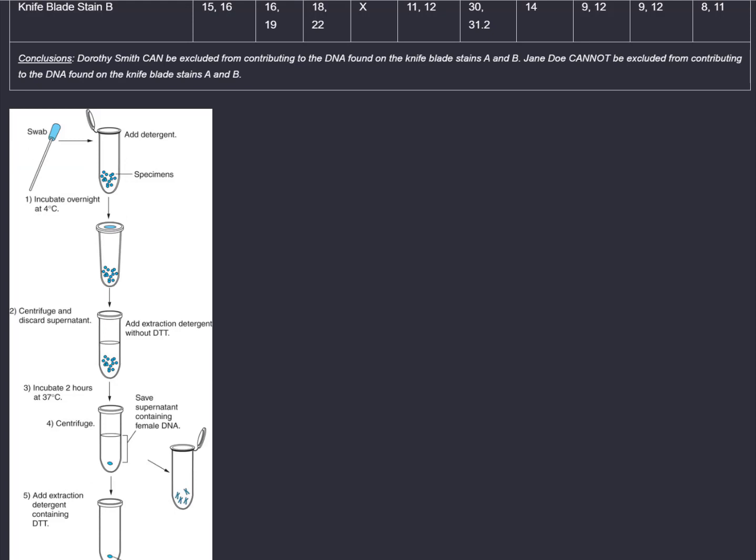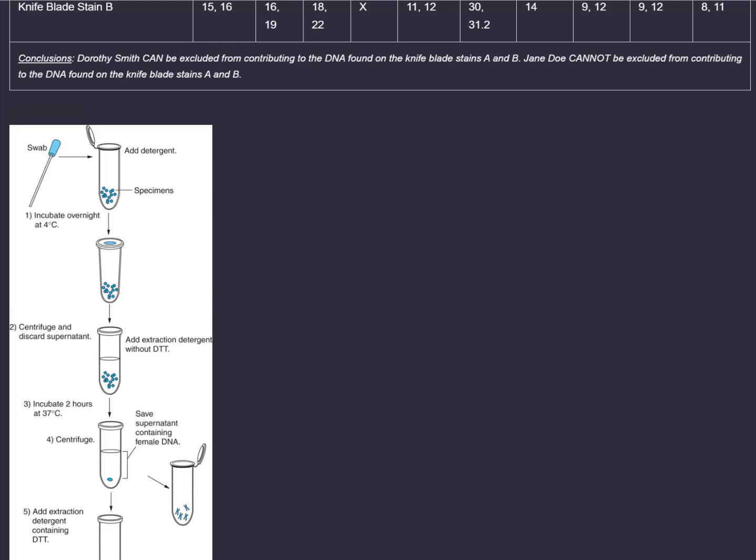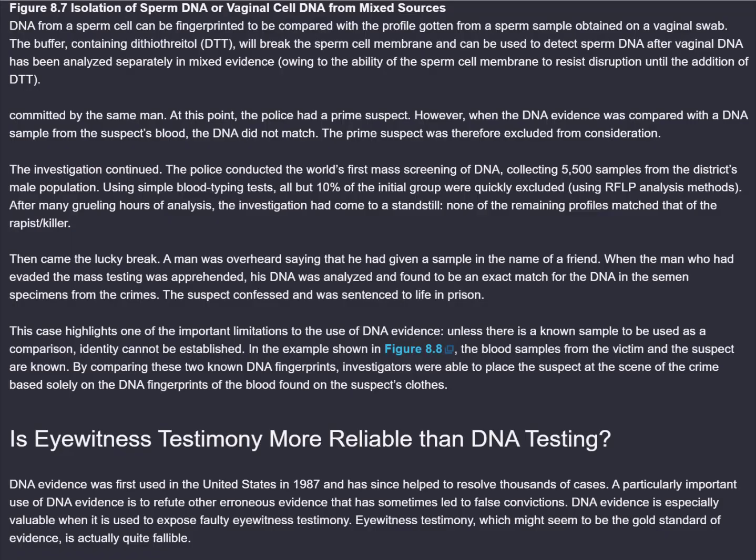15, 16. 16, 19. 18, 22. X. 11, 12. 30, 31.2. 14. 9, 12. 9, 12. 8, 11. Figure 8.7 Isolation of sperm DNA or vaginal cell DNA from mixed sources.